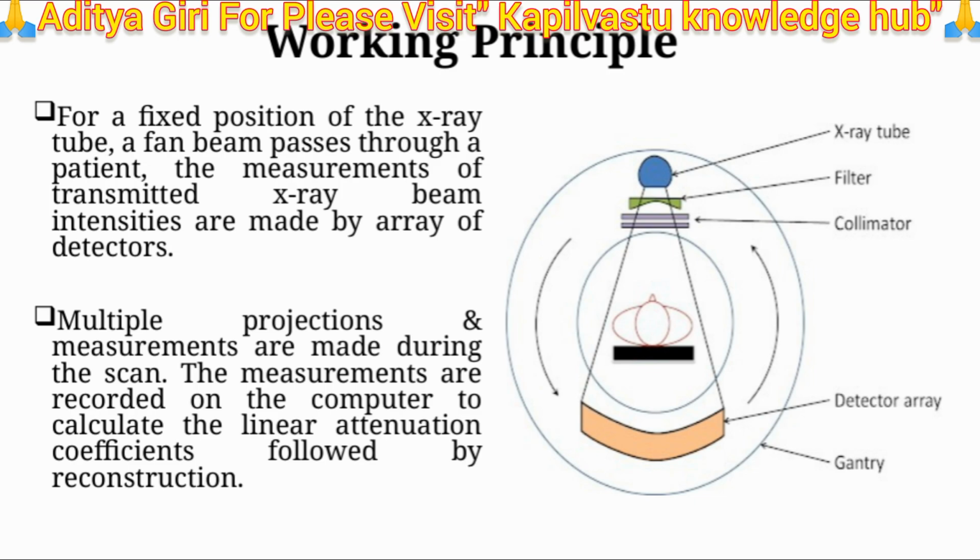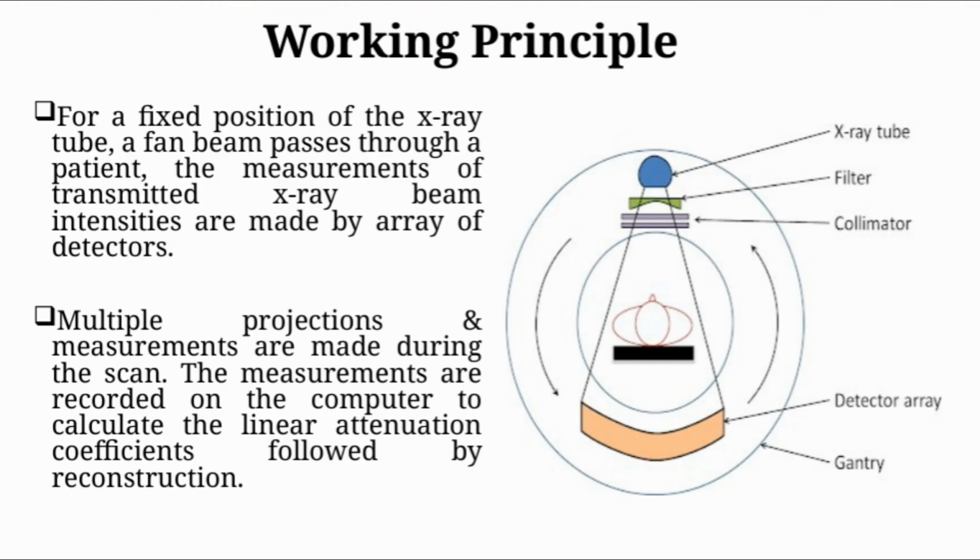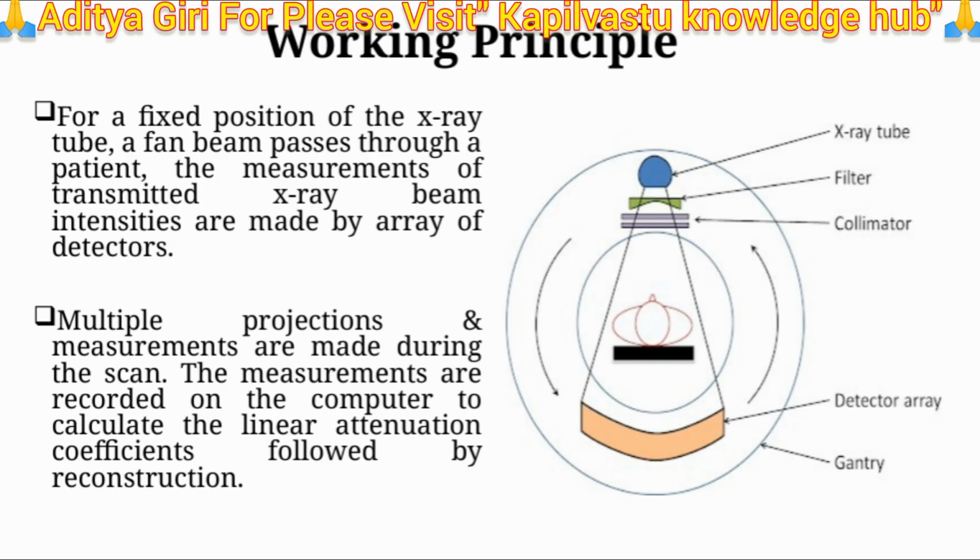The key idea here is that by analyzing how much the X-ray beam is weakened at each measurement point, we can accurately map out the different tissues inside the body. This principle underpins the entire imaging process, enabling us to generate high-resolution, cross-sectional images in a non-invasive way.